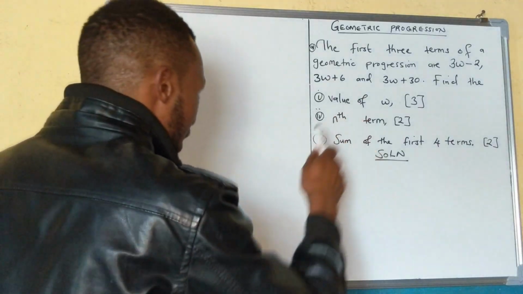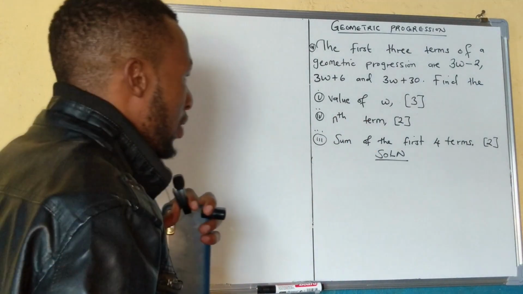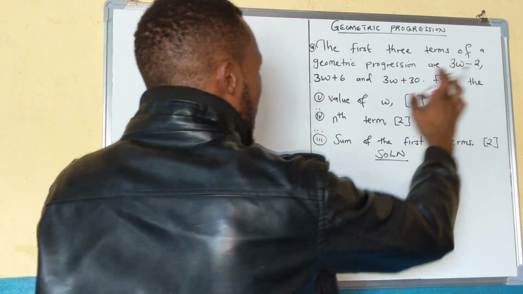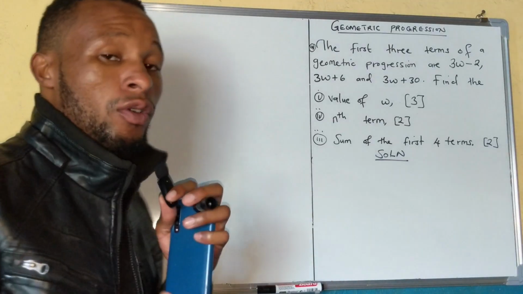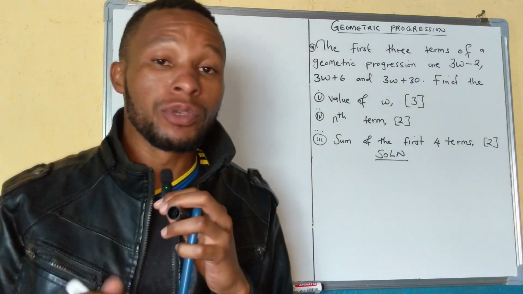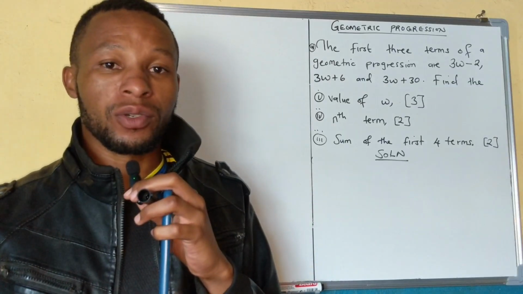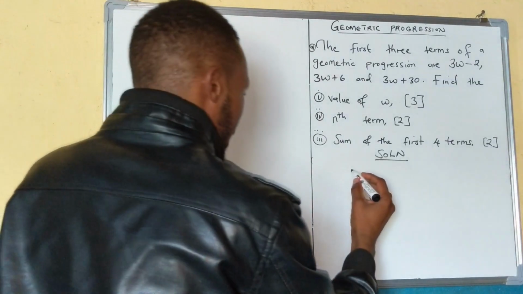Now, we are being asked to find the value of w. In this case, since our terms are given in variables, we need to go back to the formula for common ratio. Remember, as we are finding common ratio under geometric progression, we divide.